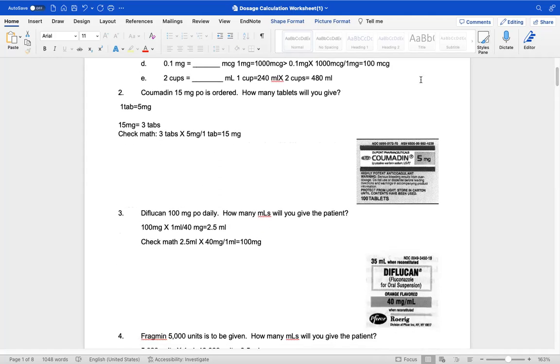So we've got Coumadin, 15 milligrams PO is ordered. They want to know how many tablets we're going to give. So we have to go into our order and look at what our order says. So this order is, they are 5 milligram tablets. We want 15 milligrams. So 1 tab is 5 milligrams, so 15 milligrams is going to be 3 tabs. In order to check your math, you're going to roll into that 3 tablets times 5 milligrams per 1 tablet. That's going to give us the ordered dose of 15 milligrams. So our answer of 3 tablets is going to be correct.